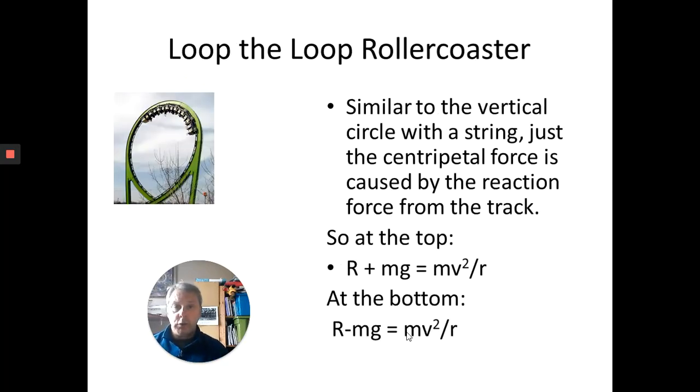A loop-the-loop on a roller coaster is very, very similar. When it's at the top of the track, you've got the reaction force of the rail and the train acting downwards, as well as the weight of the object. So R plus mg equals mv squared over r. And at the bottom, R minus mg equals mv squared over r, because you've got the reaction upwards, mg downwards, but the resultant is always towards the center of the circle, so R is going to be bigger than the weight when it's at the bottom of the circle.